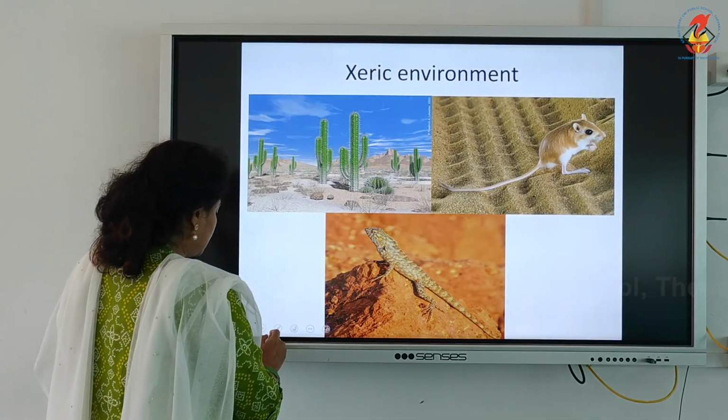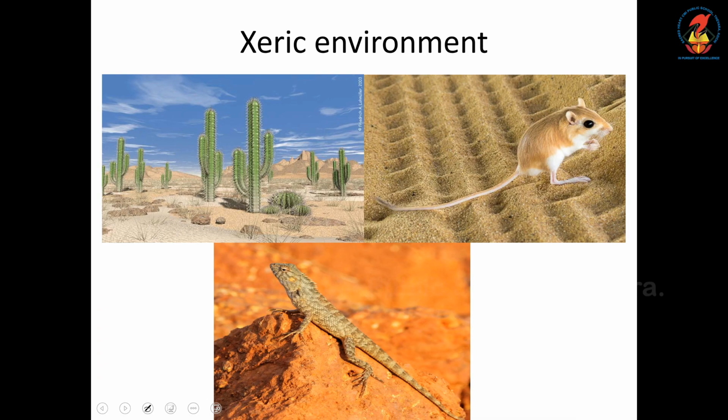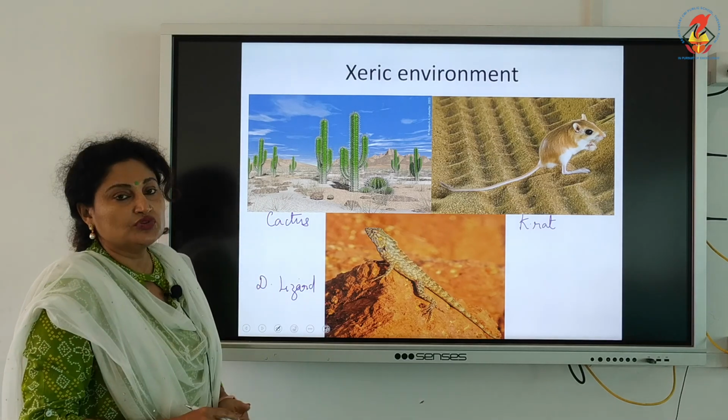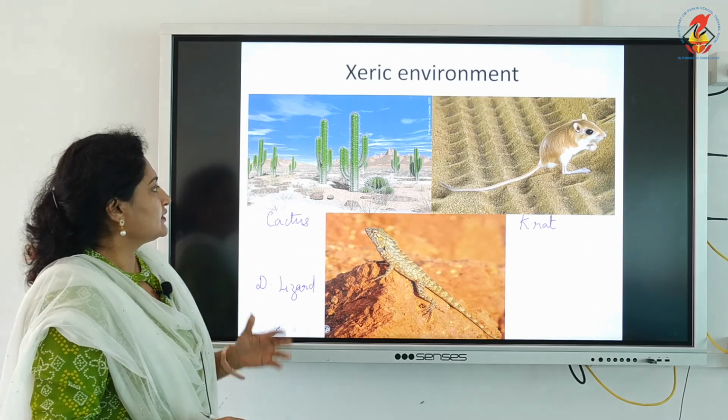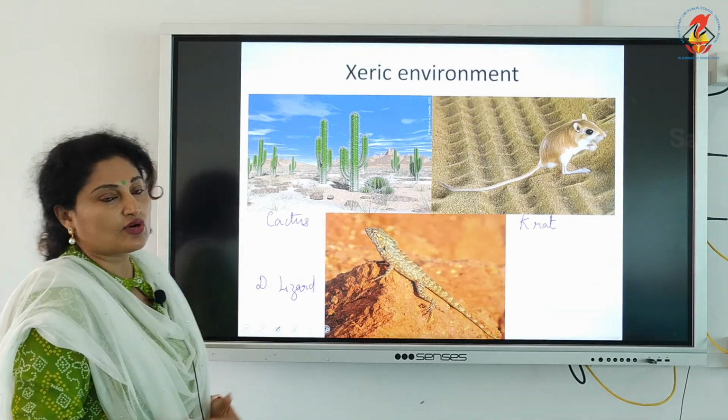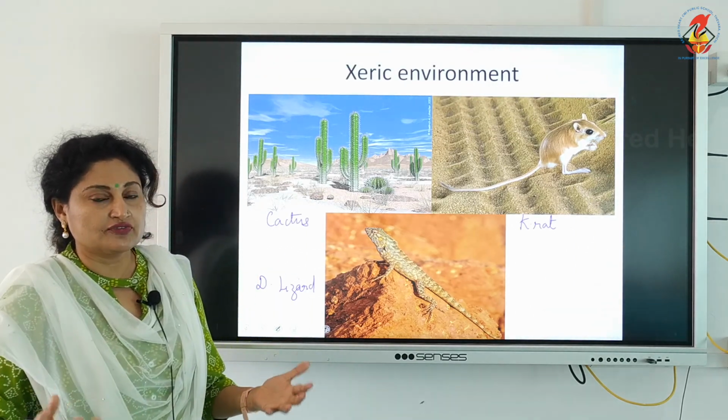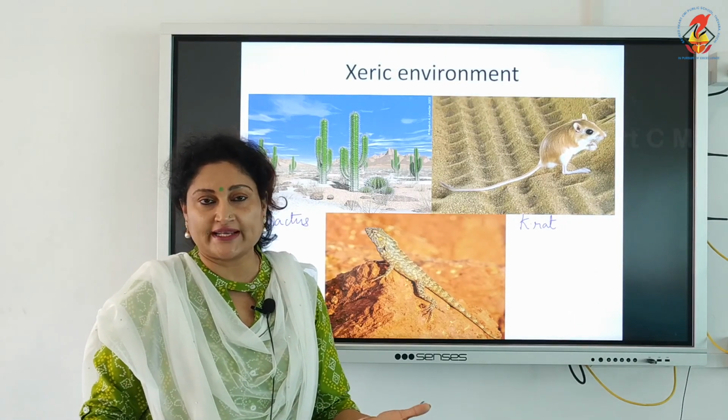Here taking the case of cactus, kangaroo rat and the lizard, desert lizard. Let's see how these organisms cope to the stress that is available, that is water scarcity. Cactus, we are all aware what are the different adaptations, mainly morphological adaptations.